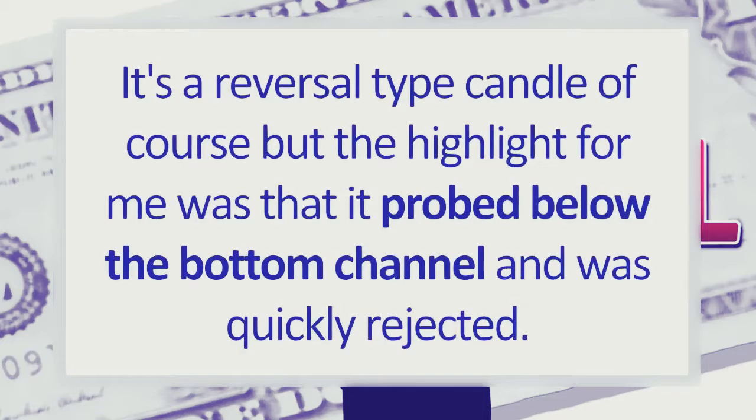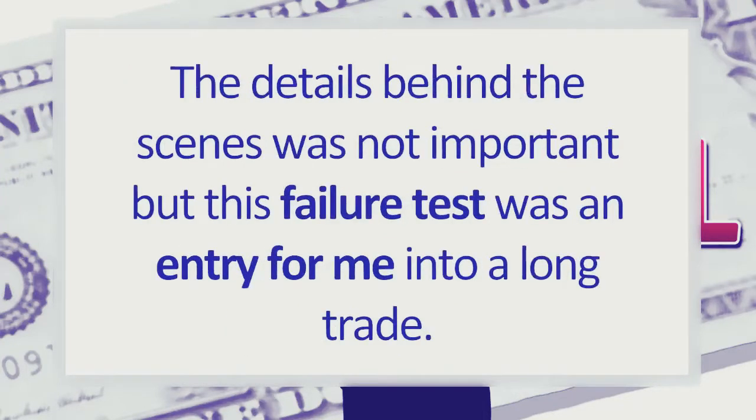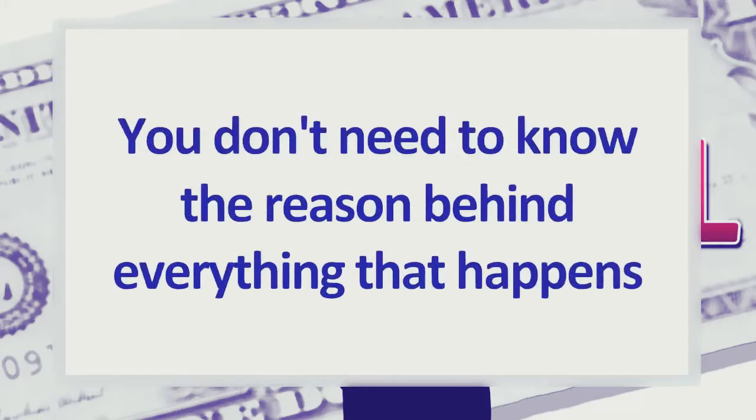It's a reversal type of candle, of course, but the highlight for me was that it probed below the bottom channel and was quickly rejected. So did it trigger sell orders and then quickly reject them, forcing traders to buy to exit and help form a strong bull body candle? Well, the details behind the scenes was not as important, but this failure test was an entry for me into a long trade. Now here's a tip: you don't really need to know the reason behind everything that happens.